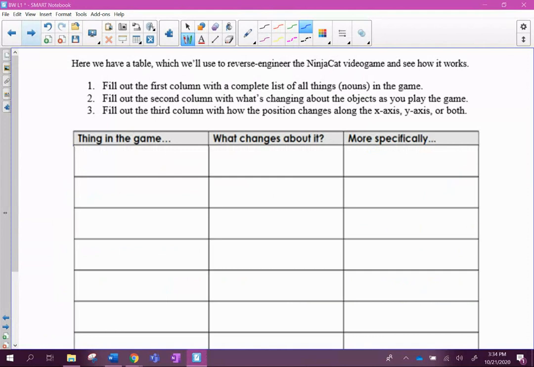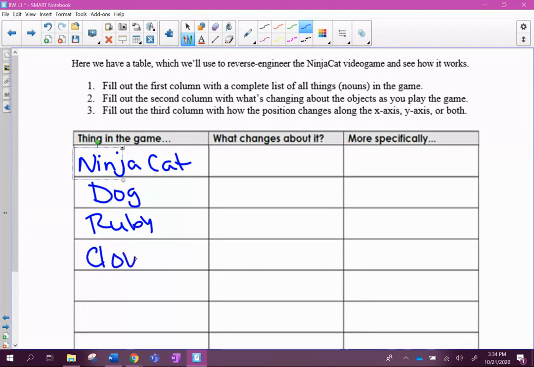Okay, so here we have a table which we're going to reverse engineer the NinjaCat game to see how it works. So number 1 says fill out the first column with a complete list of things in the game. So let's think of all the things that were in the game. We had NinjaCat, we had the dog, we had the ruby. Then what else did we have that was moving? We had the clouds. Then there was that background image. And the last thing was the score.